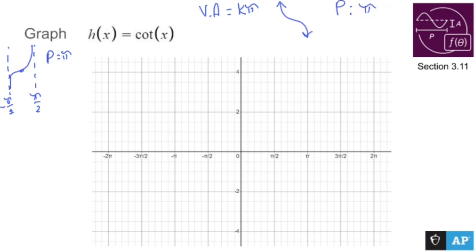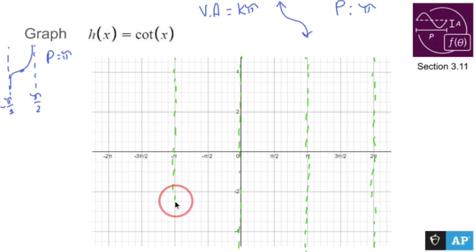So why don't I write out my vertical asymptotes? And if you're wondering why the vertical asymptotes are here, cotangent can be written as sine over cosine. Sorry, I'm trying to draw dots and speak at the same time. So whenever cosine, since it's sine over cosine, is equal to 0, that's where I'm going to have my vertical asymptotes. All right. So here you have it.